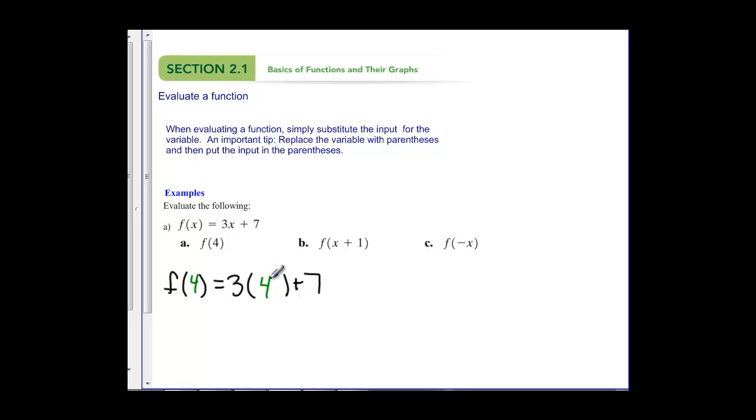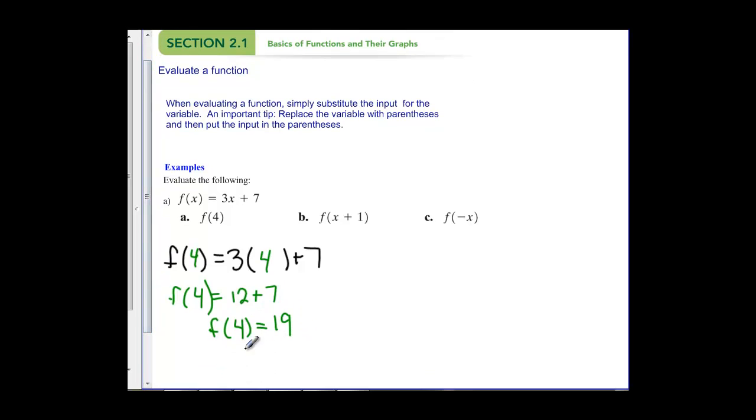So f of 4, the 3 times 4 is going to give us 12 plus 7. So we get 19. Okay, all right, so f of 4 is 19. The ordered pair that would coordinate with that would be 4, 19.